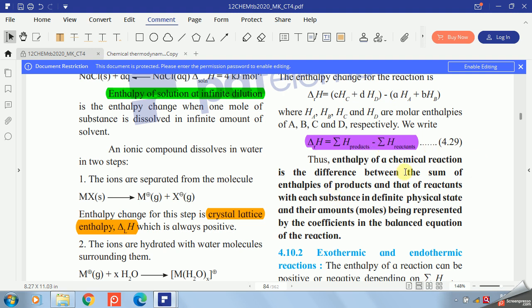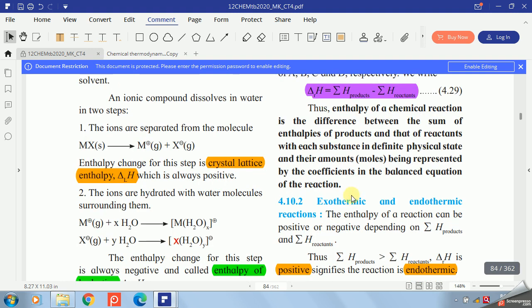So what is the definition? It is the difference between the sum of enthalpies of products and that of the reactants, with each substance in a definite physical state, and their amounts, that means number of moles, being represented by the coefficients involved in the balanced chemical equation, that is, the stoichiometric coefficients.